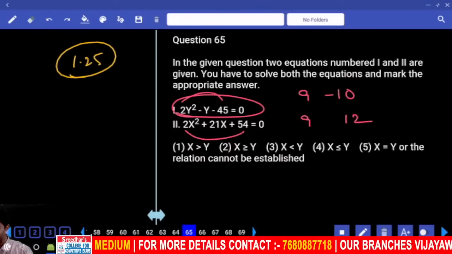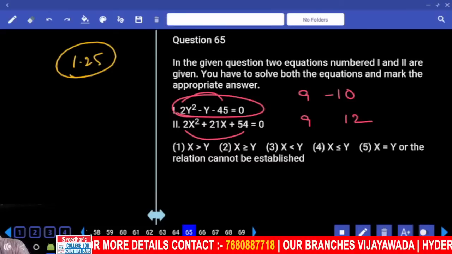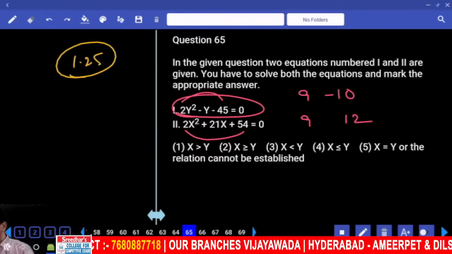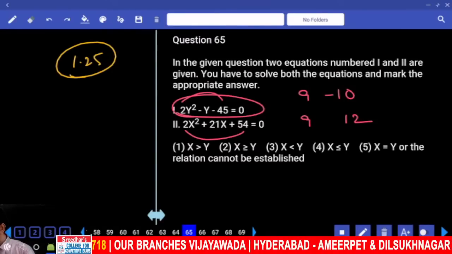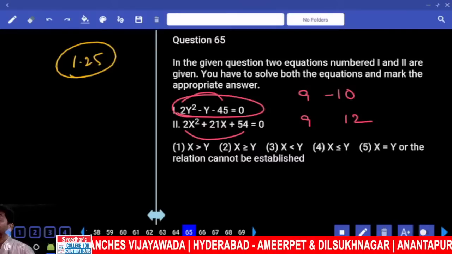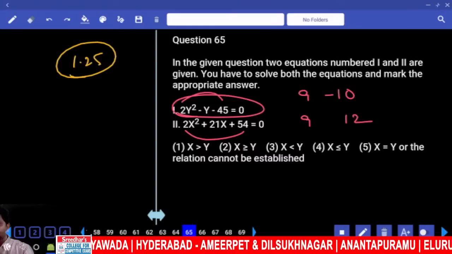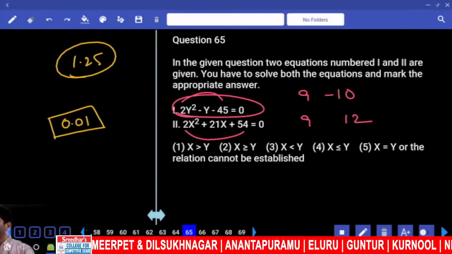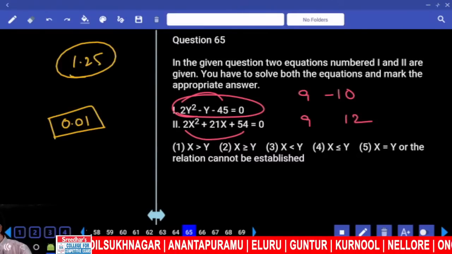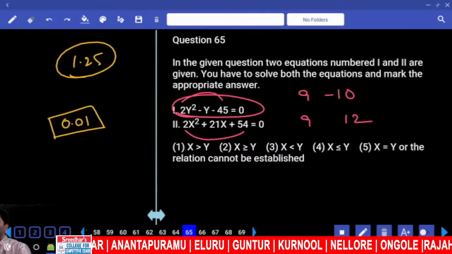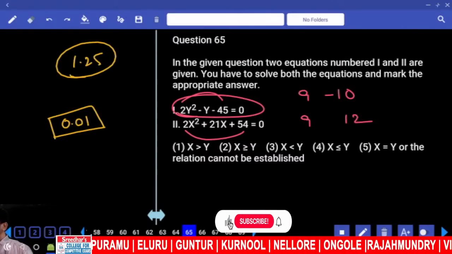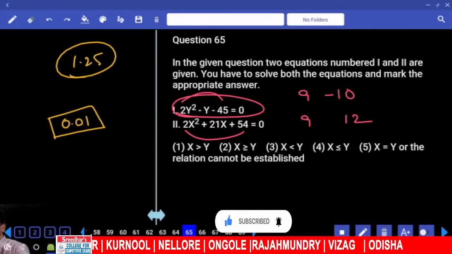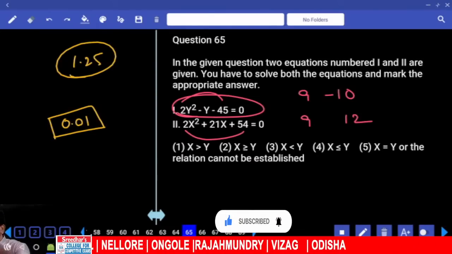Yes, I know people from the last 5 years or maybe 6 years also. I know people who lost their job because of 0.01 mark. I know people. I'm not saying it hearsay, I know them personally. Because of 0.01 mark they lost their job.